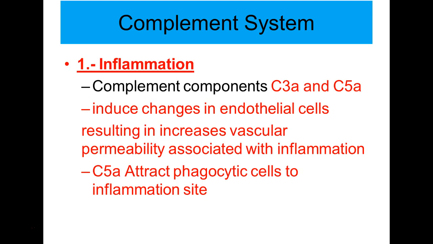Therefore, C3a and C5a enhance inflammation by indirectly increasing vascular permeability, which is associated with the inflammatory response. In addition, C5a attracts phagocytic cells to the site of inflammation.